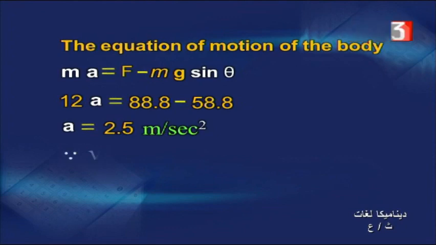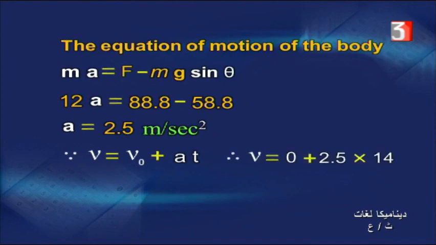Now v equals v naught plus at, the velocity after 14 seconds. v naught, the initial velocity, equals 0 because the body is placed on a smooth plane. Then the initial velocity equals 0. Then the velocity v equals 35 meter per second.